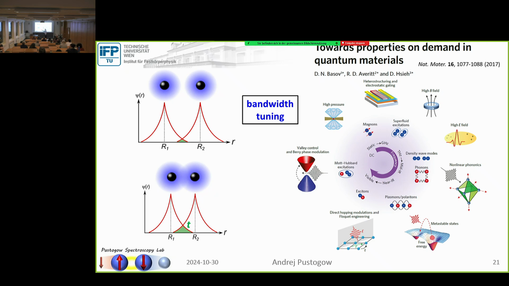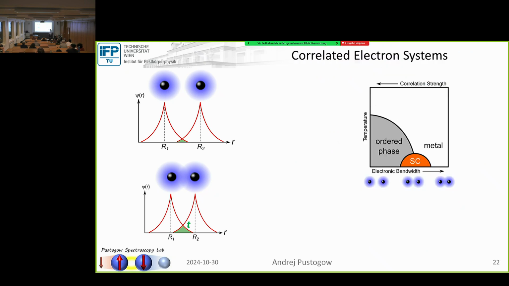So as we just heard, the overlap of the wave functions determines how delocalized they are, how the probability is that they are simultaneously on site 1 and 2. And if we put them closer to each other, this overlap just grows. And in the end, this is the typical phase diagram that we conventionally see, or unconventionally, in correlated electron systems.